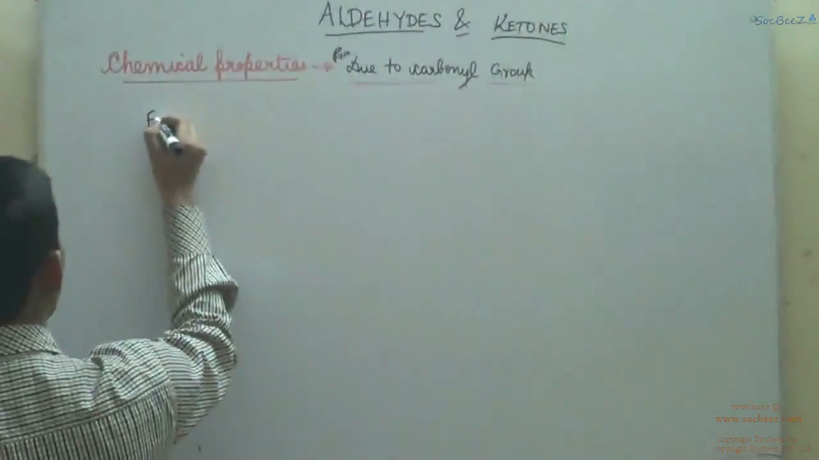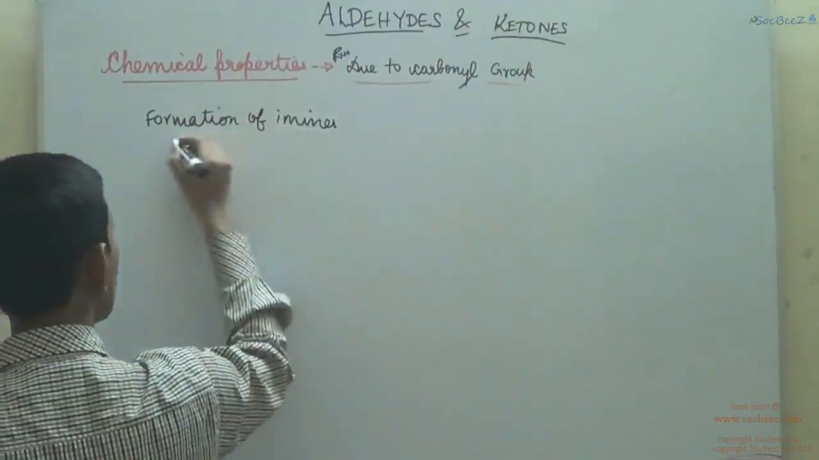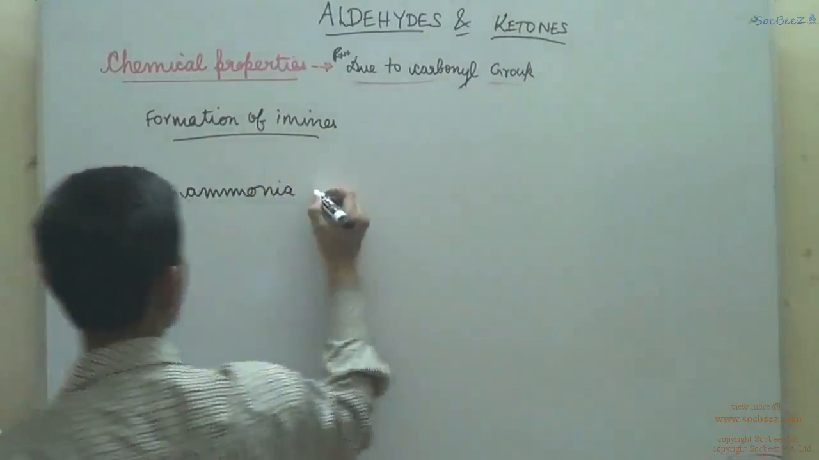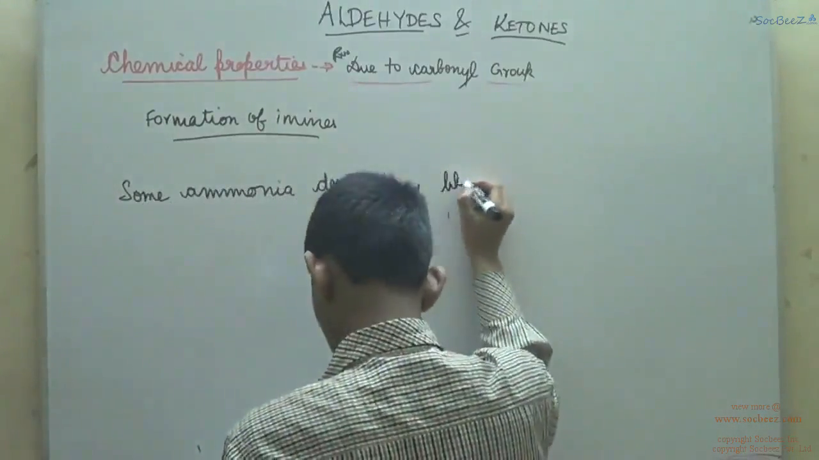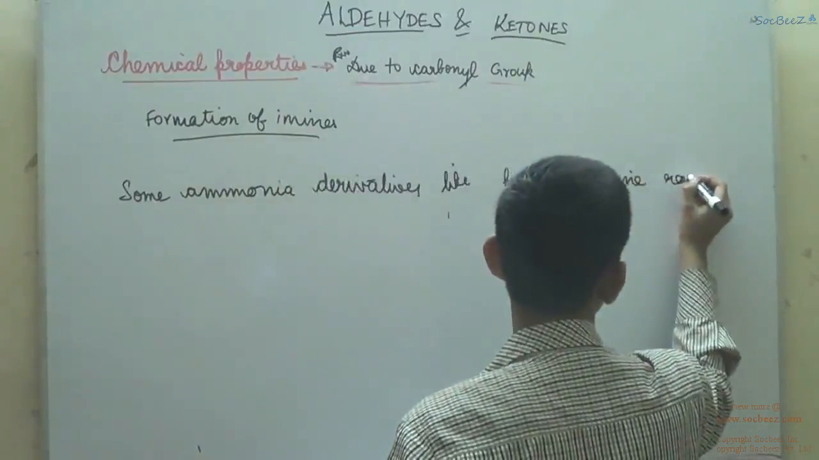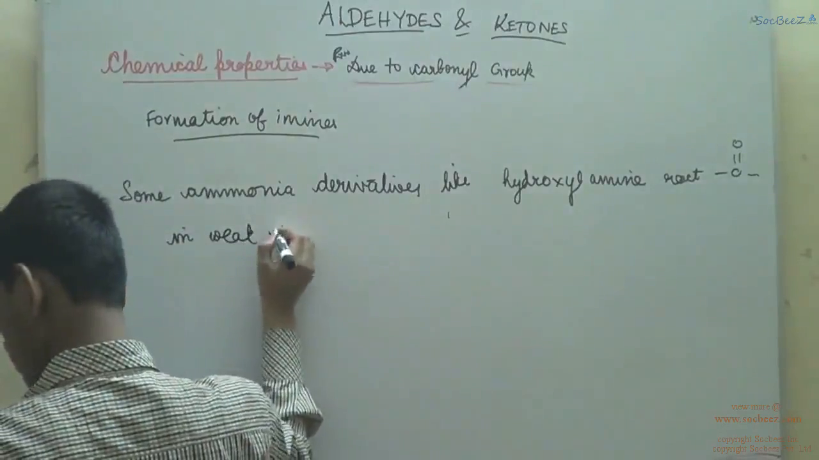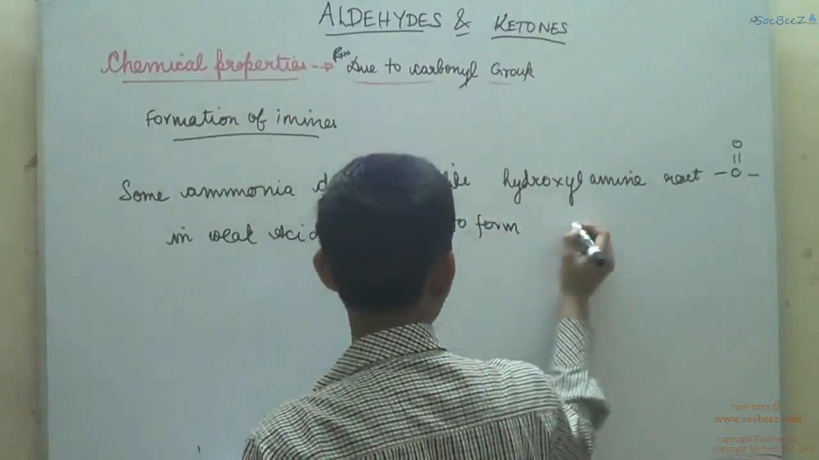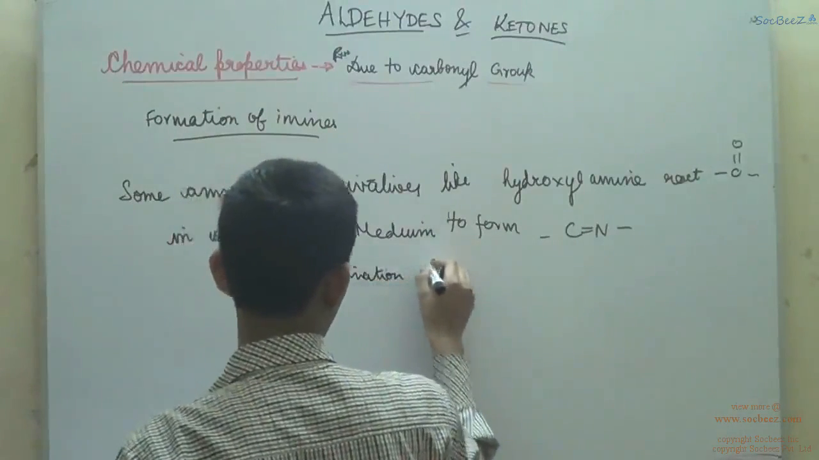Let me again tell you a little bit about formation of imines. Remember, some ammonia derivatives like hydroxylamine react with your carbonyl group in weak acidic medium to form C double bond N with elimination of water molecule.